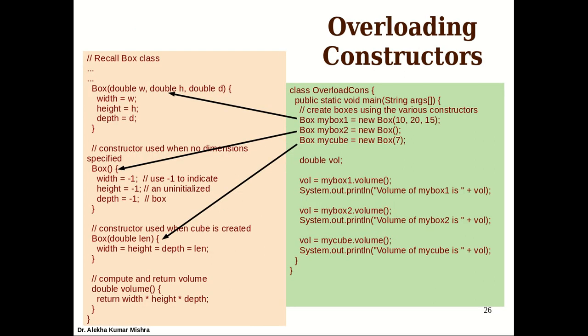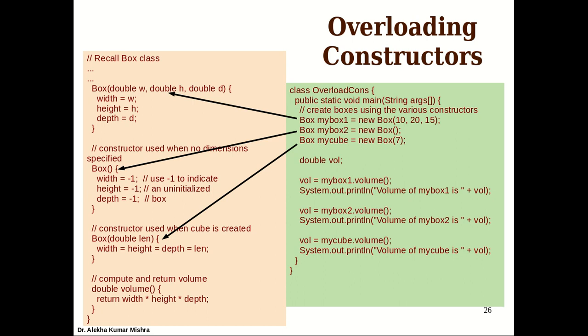Similarly, we can also overload constructors. We can have constructors with parameters, which we call a parameterized constructor. This is a default constructor, and this is another parameterized constructor with a single argument. So we can overload constructors, and when we create an object, depending upon the initial values available, it is decided automatically which version of the constructor is going to be invoked.